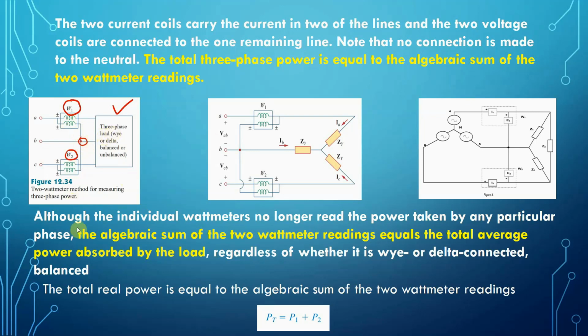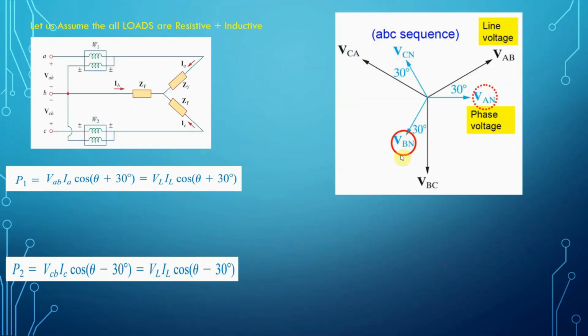Now, although the individual wattmeters no longer read the power taken by any particular phase, still the algebraic sum of the 2 wattmeters in this connection is equal to the total average power used by the load, regardless of whether it is Y or delta connected. The real power is equal to the algebraic sum of the 2 wattmeter readings. So how can we prove that when we add W1 and W2, the total power will also be the same? Let's go to the next slide.